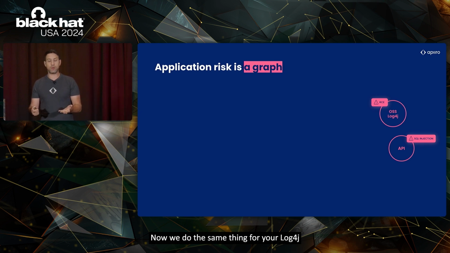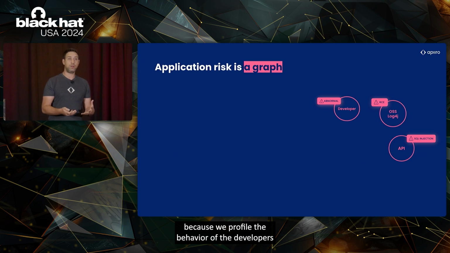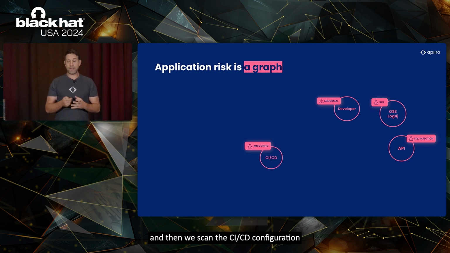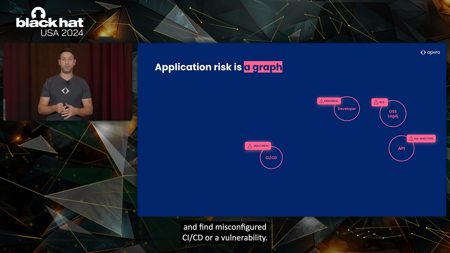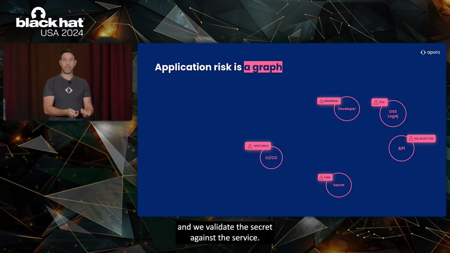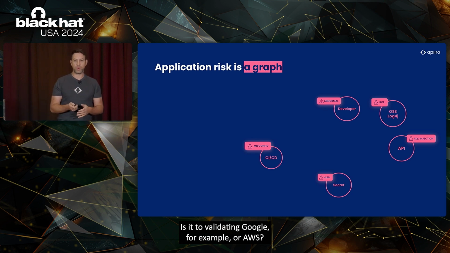Now we do the same thing for your log4j and for the developer, because we profile the behavior of the developers and the activity throughout the history. And then we scan the CI/CD configuration and find misconfigured CI/CD or a vulnerability. And then we take the secret and we validate the secret against the service. Is it valid in Google, for example, or AWS?